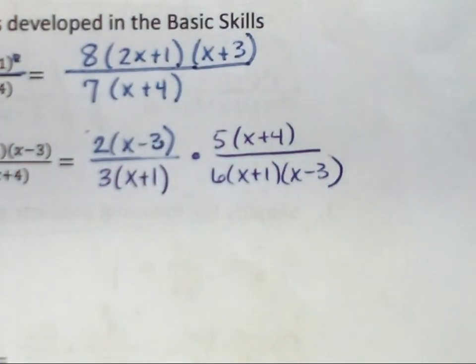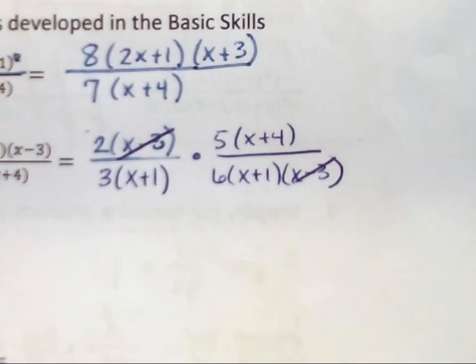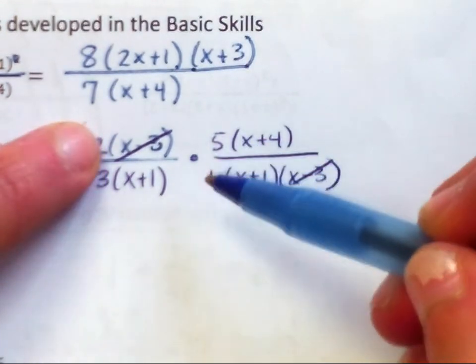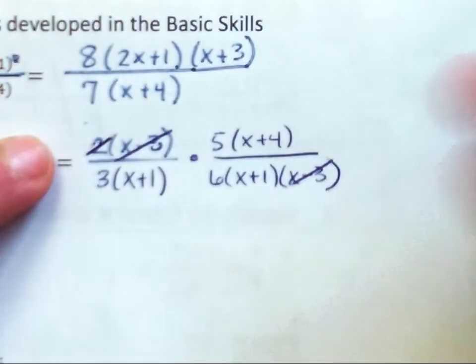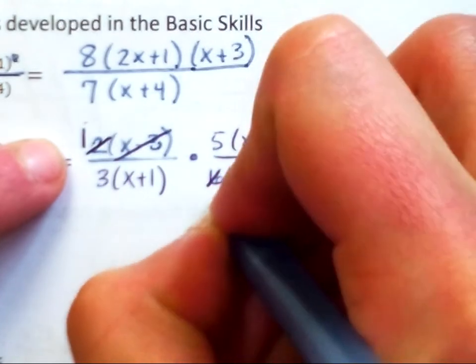And so now I see a common factor here that can cross out. And then as far as the coefficients go, 2 and 3 don't have common factors, neither do 5 and 6, but if I look to the 2 and the 6, I can divide those both by 2. So I could cross out this 2 and make it a 1 because I'm dividing that by 2, and I'm going to divide the 6 by 2 and get 3.